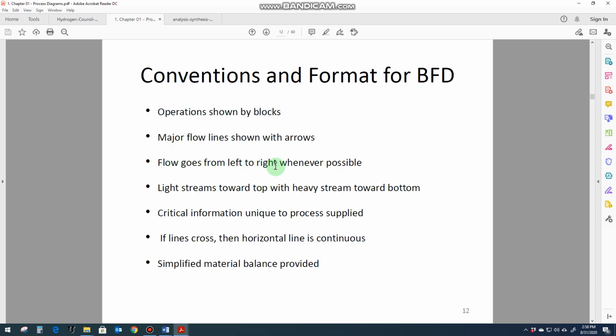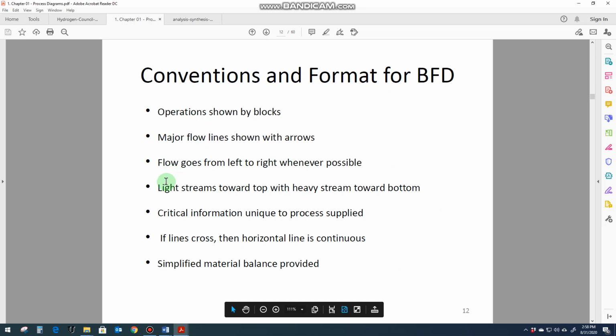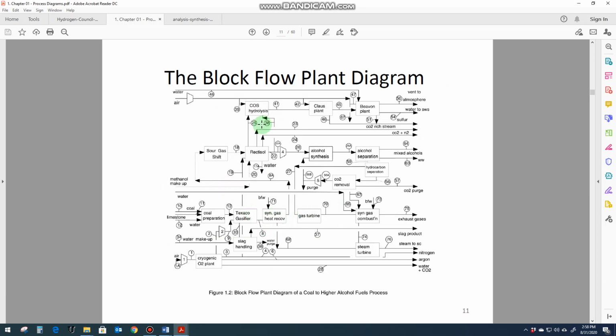Flow lines from left to right whenever possible. So whenever you make the block flow diagram, the process will start from the left like here, and the products you will see on the right hand side. So this is the general convention. Light streams towards top with heavy streams towards the bottom. For example, what is meant by the light stream? Maybe some gases are being separated from a liquid, so the gases will go at the top and the liquid will go at the bottom.